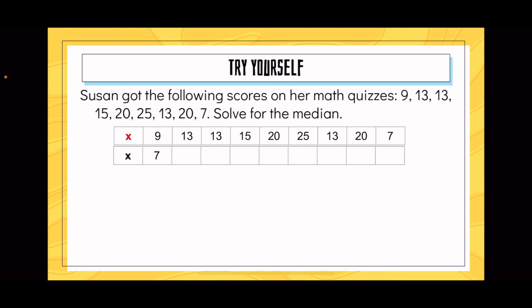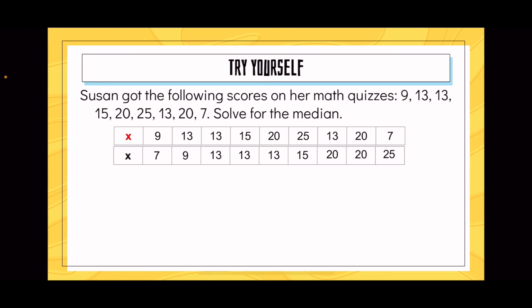What number do you think is the lowest among the given set of data? Very good. It's 7. After 7, we have 9. Then we have 13, another 13, another 13, and 15. Very good. 20, 20, and the last number is 25.